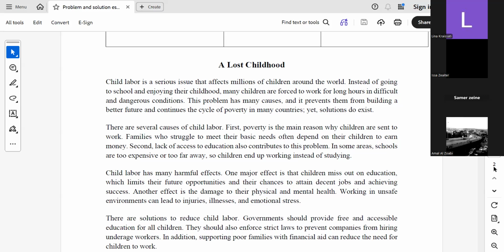Second, another effect is the damage to their physical and mental health. Working in unsafe environments can lead to injuries, illnesses, and emotional stress. Not only that, guys, who can give me more effects of child labor? Abuse. Abuse.